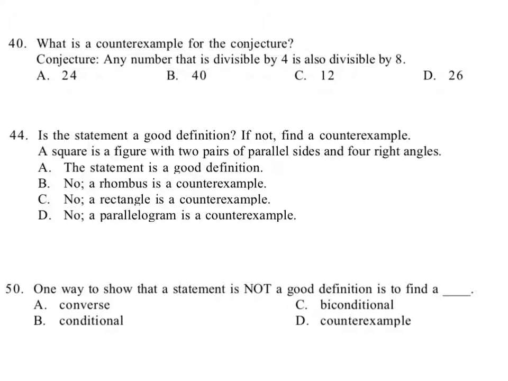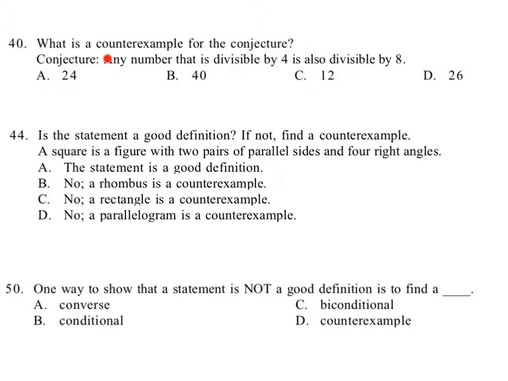If you could just show one example where it's false, then you say, well, if I can find even one example where it's false, then it's not true in all cases. Because if it was true in all cases, we'd never be able to find a situation where it wasn't true. So, finding a counterexample is finding at least one situation where it's not true, meaning it's not true all the time. Okay, so what's a counterexample for this? Any number that's divisible by 4 is also divisible by 8.